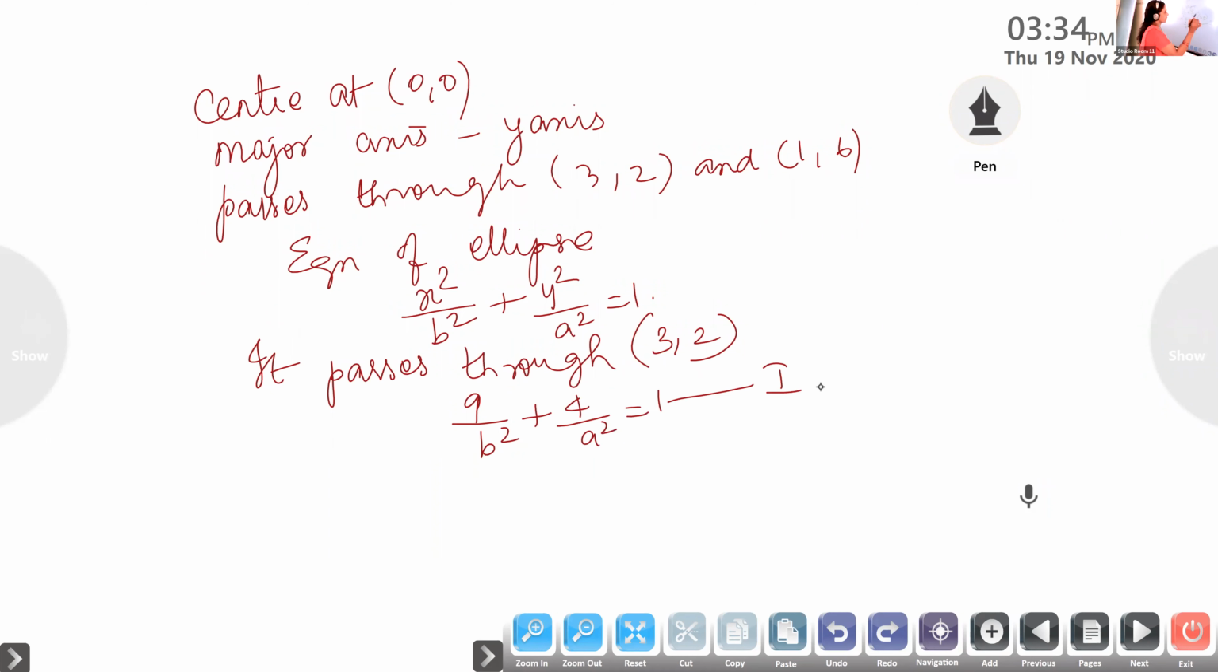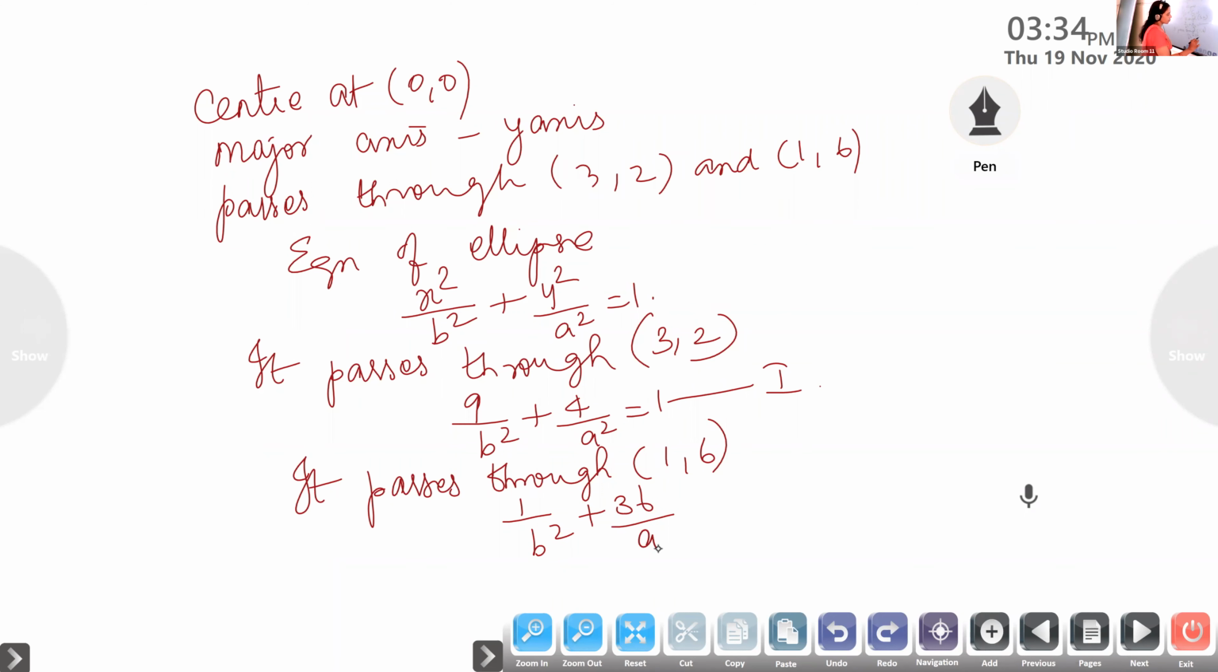This is equation 1. Again, it is given, it passes through another point, (1, 6). So you get 1 by b square plus 36 by a square is 1. This is equation 2. Again, you use elimination method, solve it and find out what is a and b. Okay, do it.